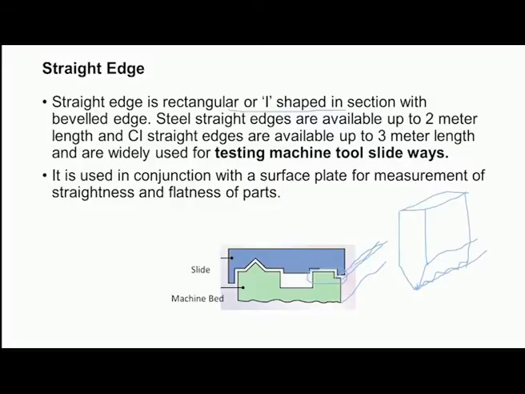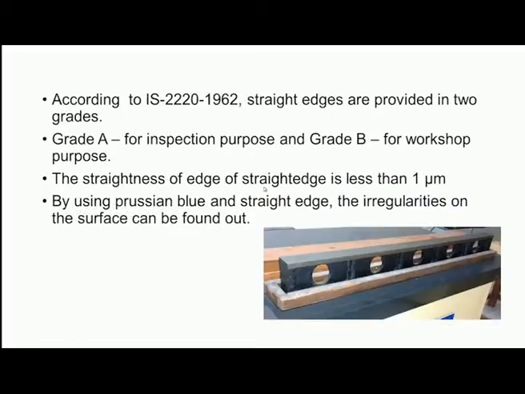In that case, we can use these straight edges, and straight edges can be placed on the guideway, and then the straightness can be checked. So we can use the straight edge directly on the machine tool bed or guideway, or sometimes along with a surface plate the straight edge can be used for measurement of straightness. Now, according to Indian Standard 2220, straight edges are provided in 2 grades, grade A for inspection purpose and grade B for workshop purpose.